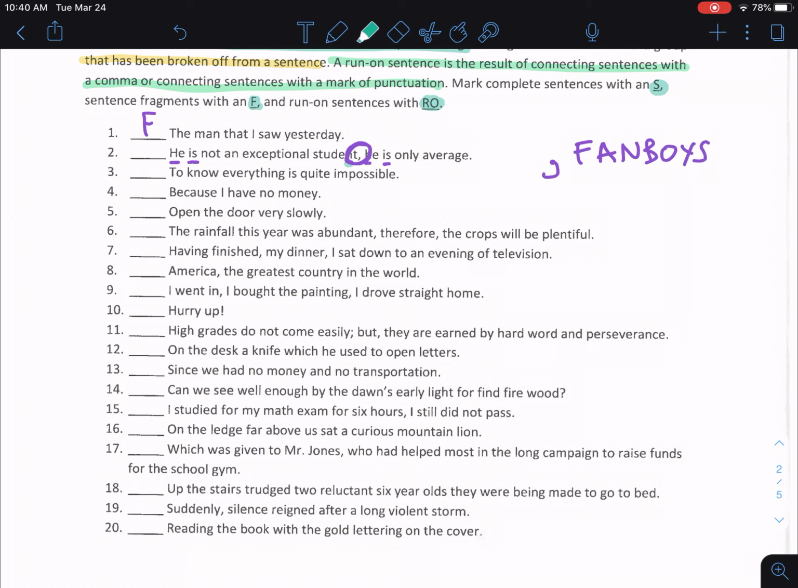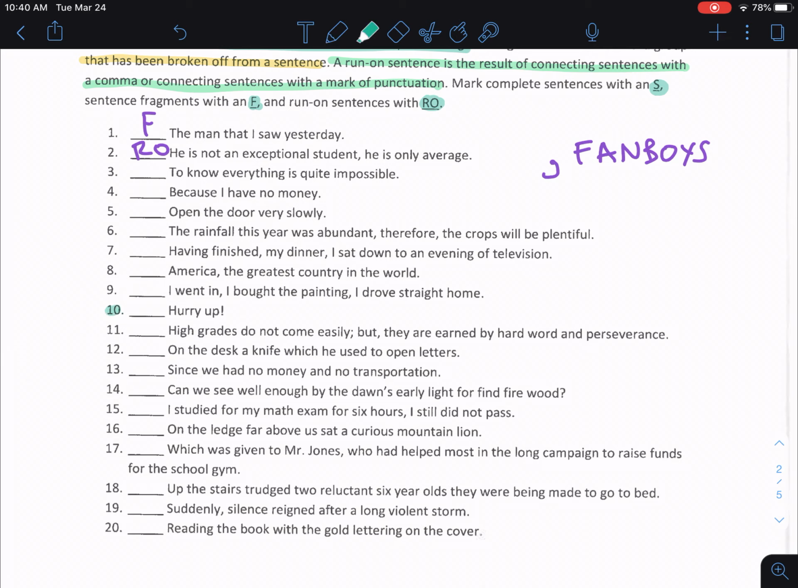So there are a few things that we can do to fix this sentence. We can turn that comma into a semicolon. We can do a comma and, oops, sorry, I did that wrong. A comma and, or just put a period and capitalize that second word there, the second he. So this is a run-on sentence, okay? A run-on sentence.